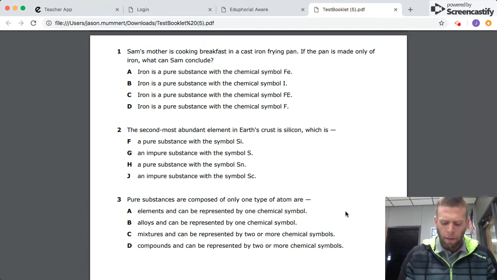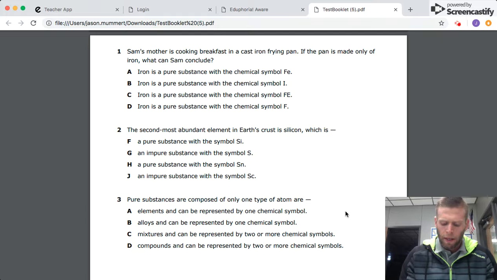Number 5. Mary's mother has a perfect diamond she wants to put into a necklace setting. If diamonds are made of only carbon, what can Mary determine? A. A diamond is a pure substance that can be represented only by the chemical symbol C. B. A diamond is an impure substance that cannot be represented by a single chemical symbol. C. A diamond is a pure substance that can only be represented by the chemical symbol capital C, lowercase a.